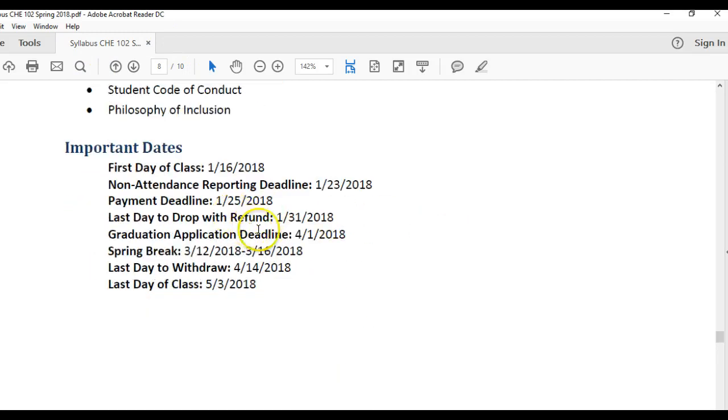These are some important dates for the semester. First class technically is the 16th, which is Tuesday. Our first class that we meet is the 22nd. However, this is actually the first day that this is obviously activated, and if you were watching this, you obviously knew that. There's non-attendance, payment deadline. If you don't pay by the 25th, you'll be dropped from the class.